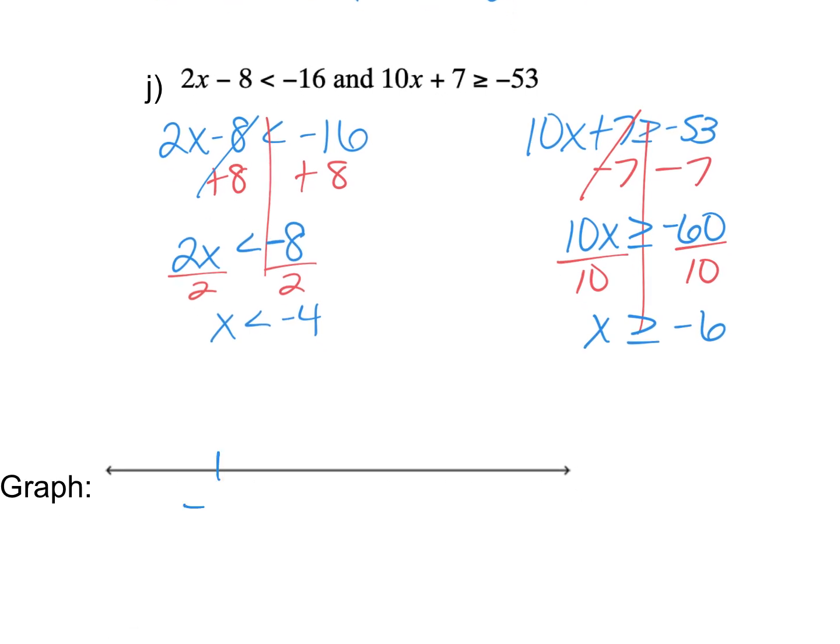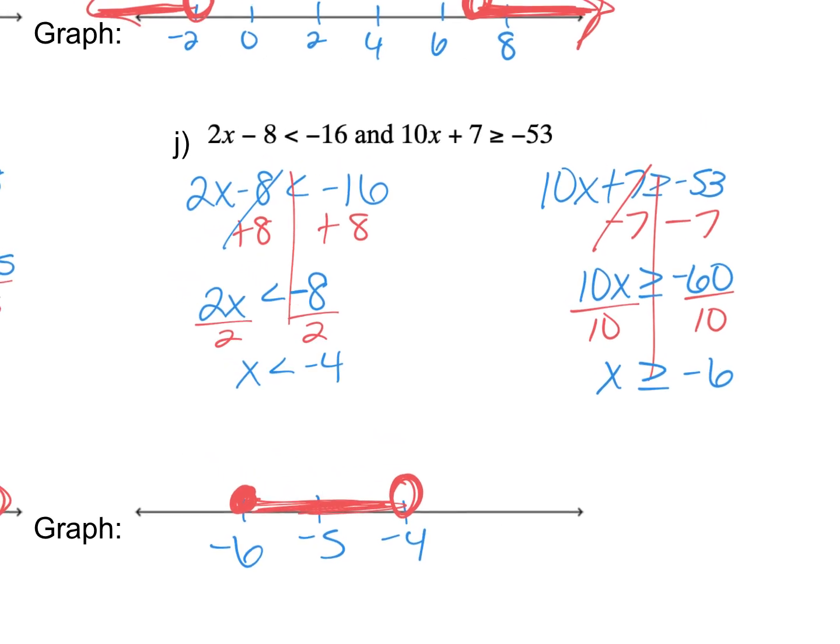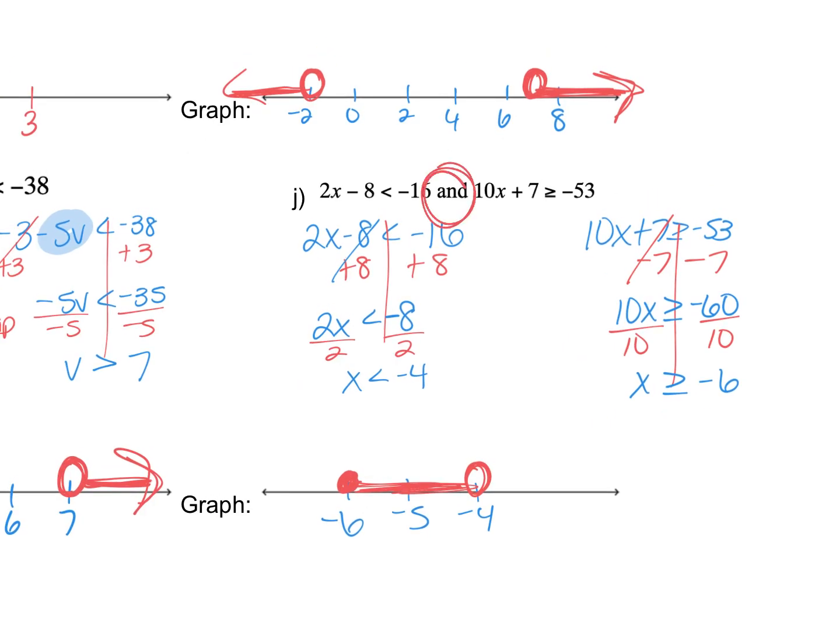All right, these are close, so I'm going to do negative 6, negative 5, negative 4. Open dot on negative 4, closed dot on negative 6. So x is less than negative 4 and greater than negative 6. So that's what it looks like. And that makes sense because it was an and problem.